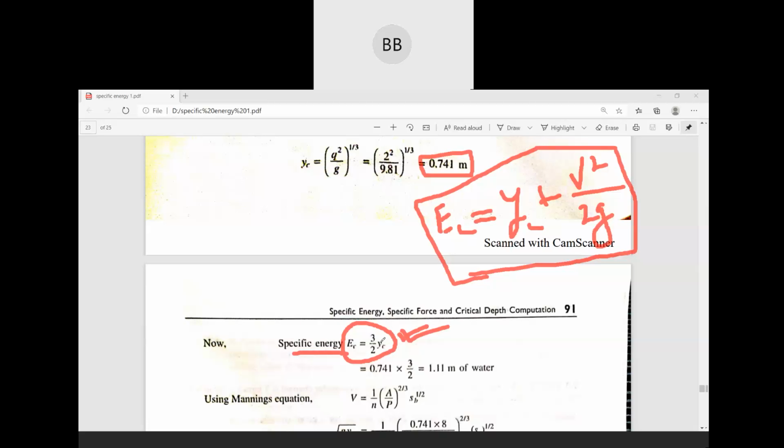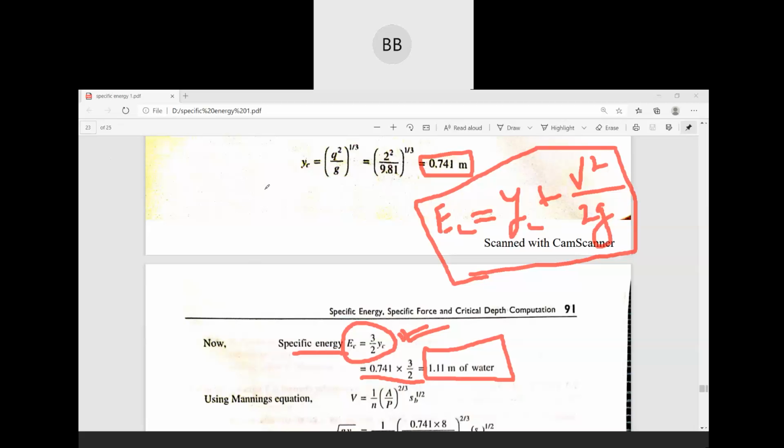Ec is equal to 3 by 2 Yc. Okay, we have already derived this expression, so we are going to use this expression to find out the Ec. We'll be getting the specific energy as 1.11 meter of water. Okay, so this is our first part of the numerical.